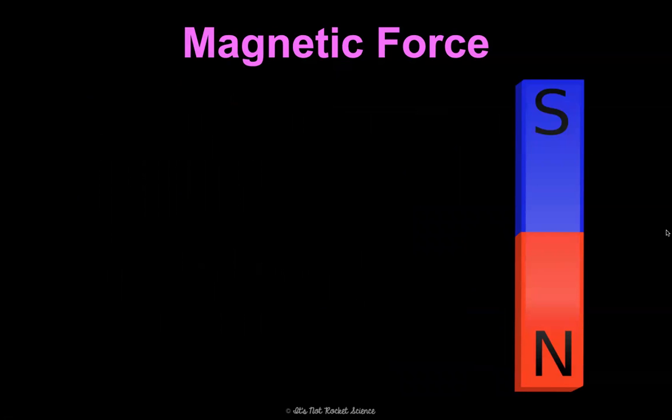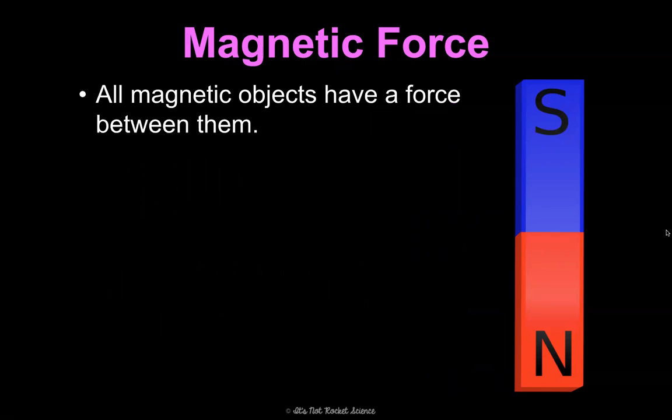Magnetic force. All magnetic objects have a force between them. So we're tying in electricity and magnetism to each other, as I told you we would yesterday. And we're also tying magnetism and electricity into forces, which we've previously studied. This magnetic force can be attractive or repulsive.